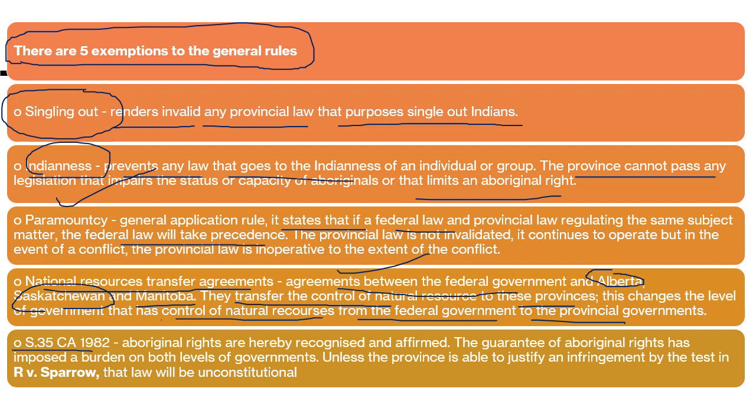Then Section 35, 1982: Aboriginal rights are hereby recognized and affirmed. The guarantee of Aboriginal rights has imposed a burden on both levels of government.